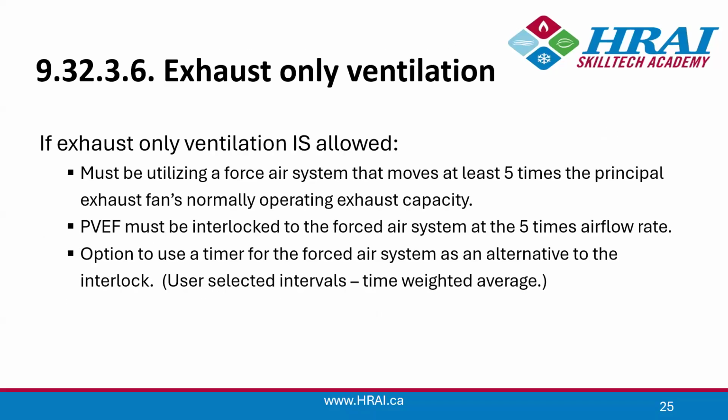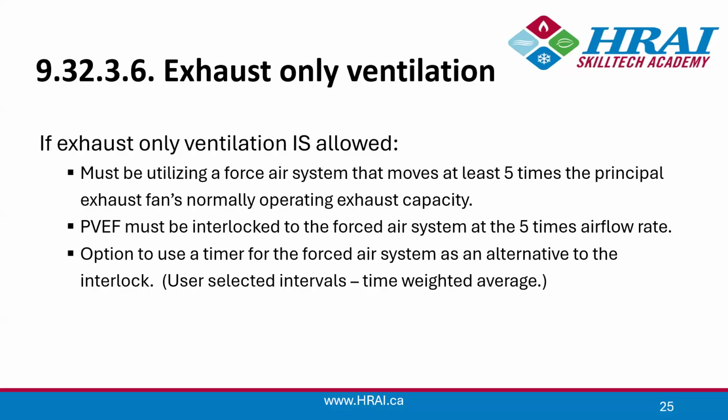But if it is allowed, then you must use a forced air system that moves at least 5 times the principal exhaust fan's normally operating exhaust capacity. You need to interlock it to the forced air system at that 5 times airflow rate. And then there's an option as well to use a timer for the forced air system as an alternative to the interlock, which means essentially you're shooting for some kind of time-weighted average where you're getting ventilation distribution using that forced air fan.